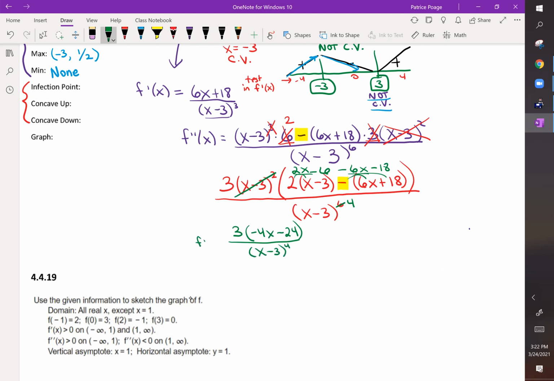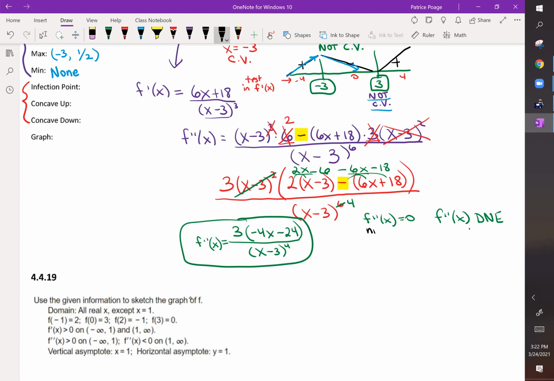Technically, I could still take out a 4 or a negative 4, but it's not necessary for what we're about to do. So I'll just leave that. And I'm looking at 2 things. I want to know, where does the second derivative equal 0 and where does the second derivative not exist? The second derivative is going to equal 0 wherever the numerator equals 0. So I'll set this numerator equal to 0.